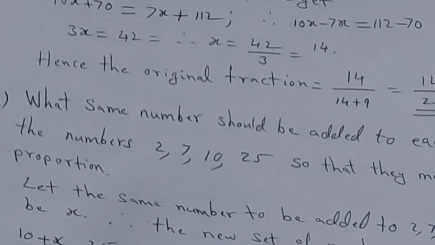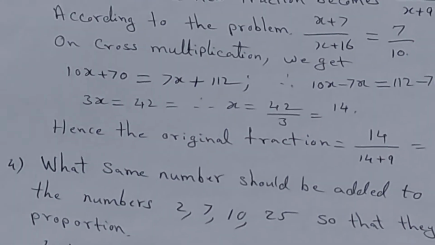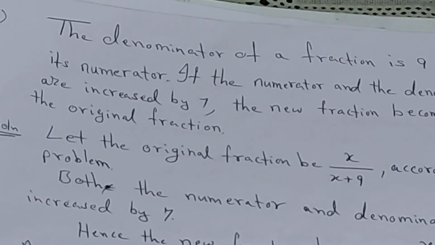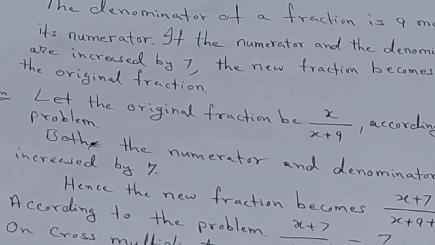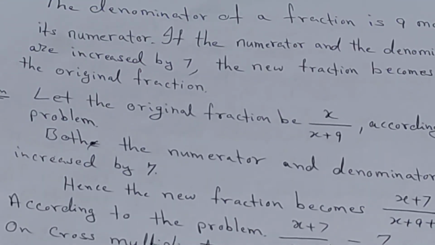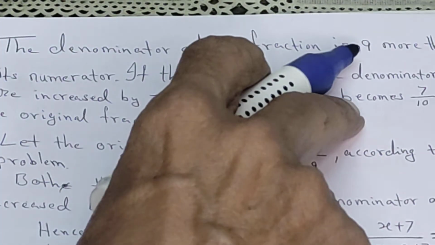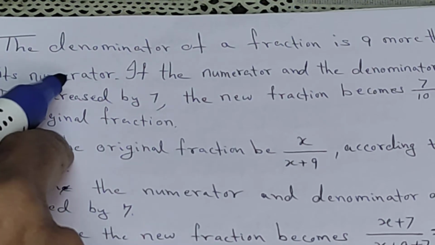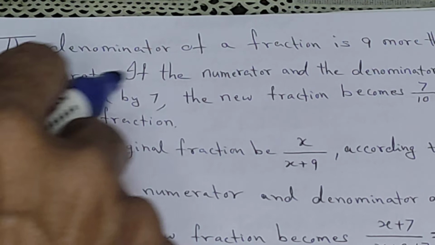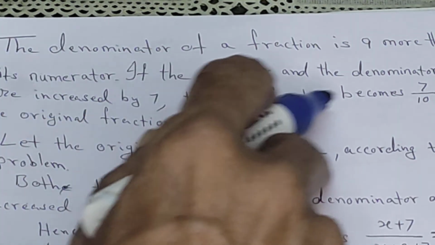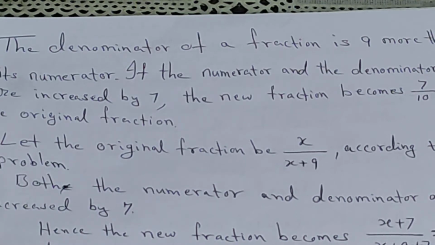The third one. Here it says the denominator of a fraction is 9 more than its numerator. If the numerator and the denominator both are increased by 7, the new fraction becomes 7 by 10. Find the original fraction.